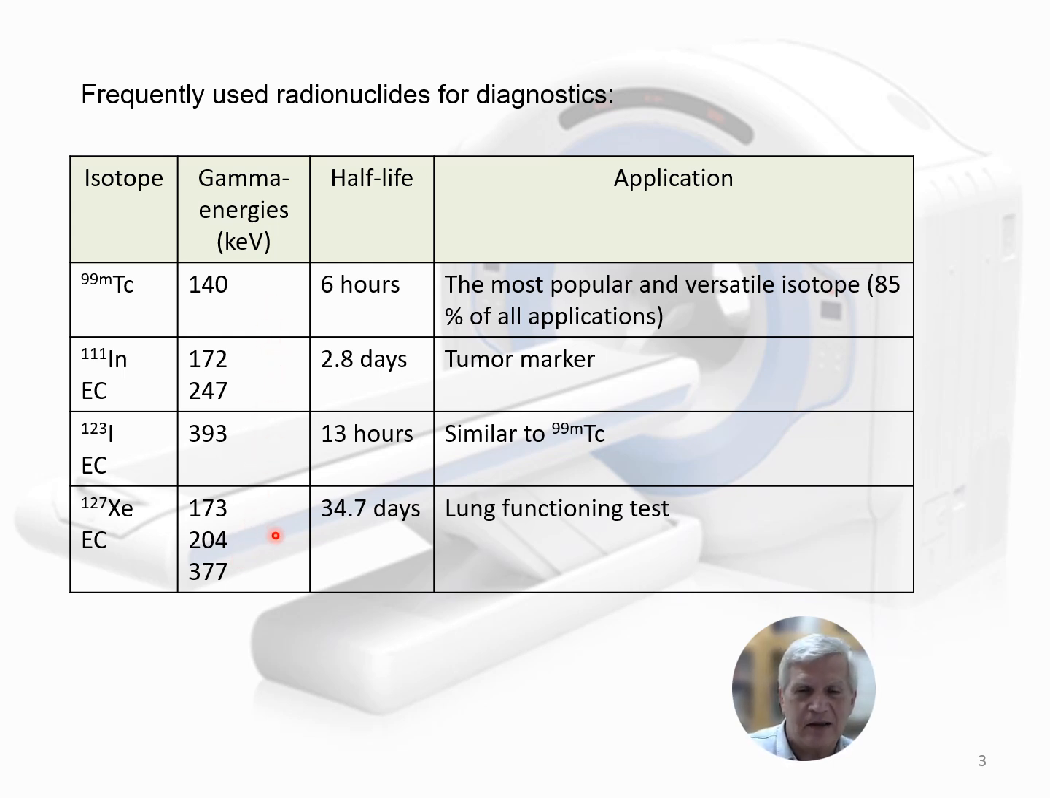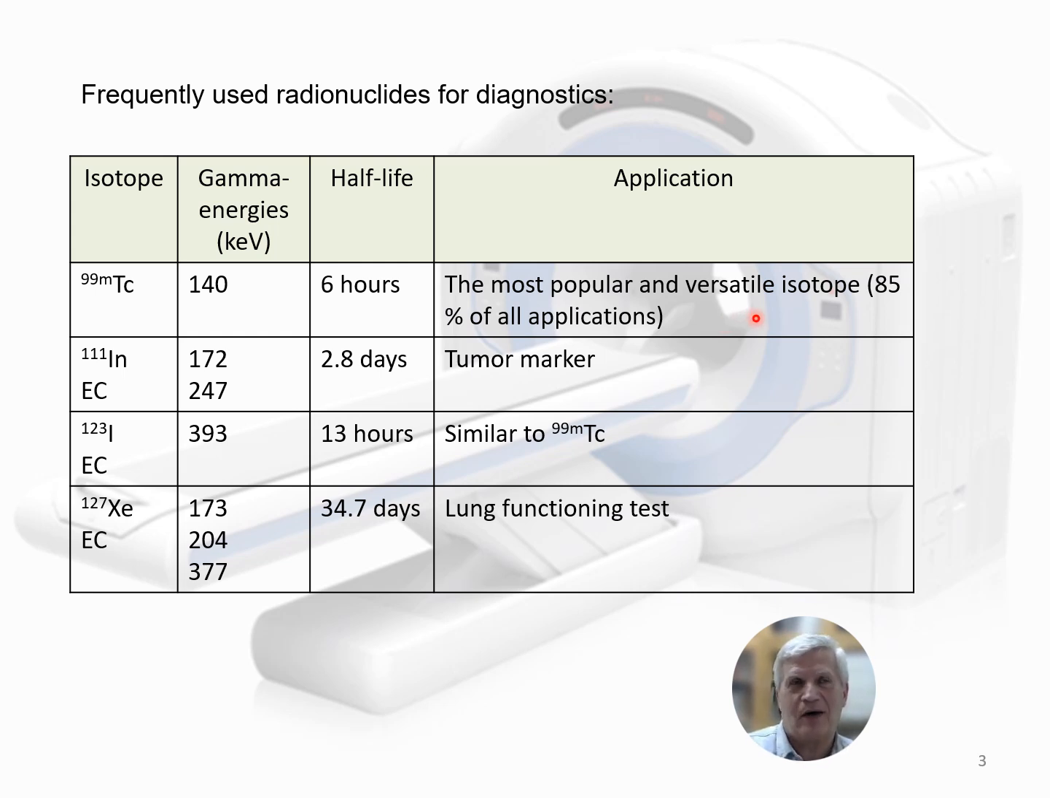Of course, you depend on nature. If nature offers this, then you have to accept it. The half-lives are typically relatively low, at least for the first 3 isotopes. For xenon, it's a little bit longer, but what can you do? This is mostly used for lung functioning tests. Technetium is the most important one. As you see, 85% of all the nuclear medicine applications is done with technetium-99m.